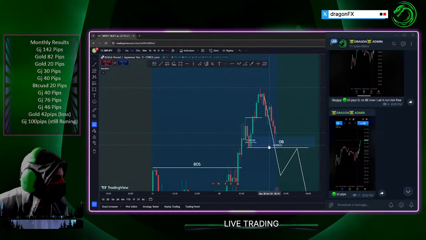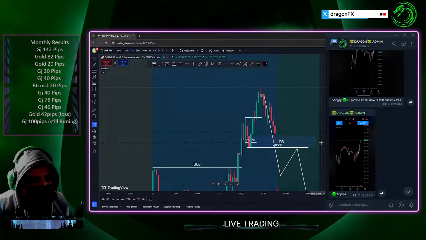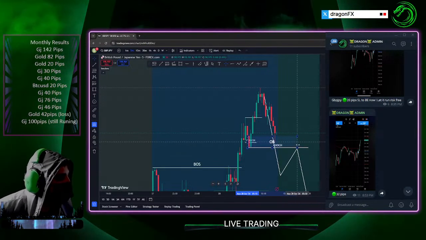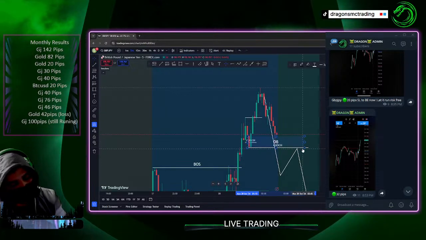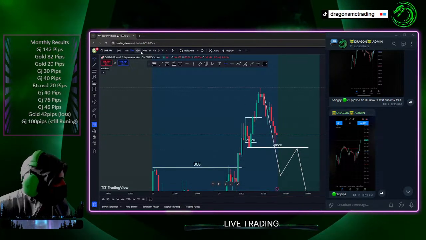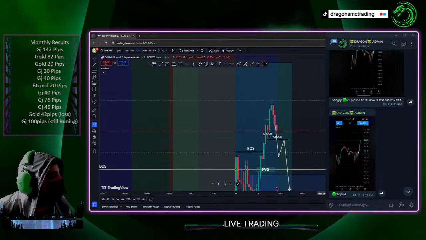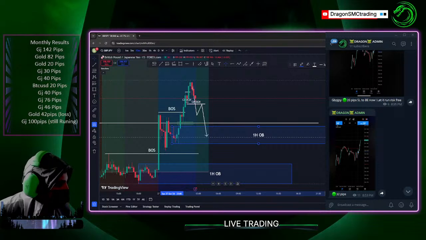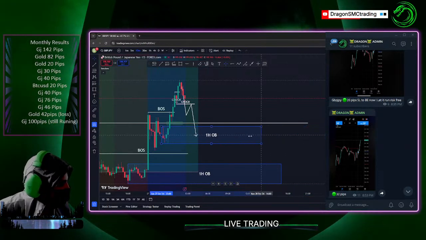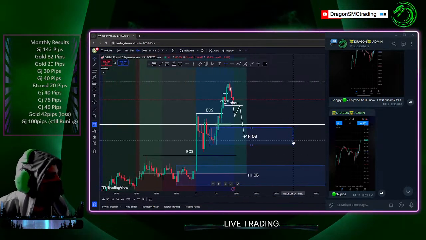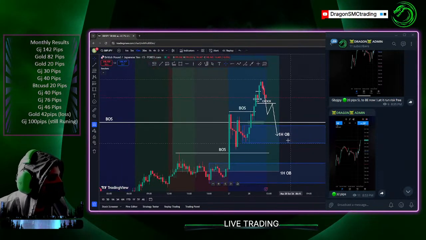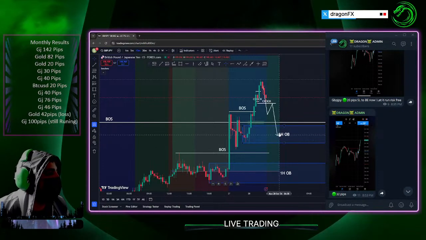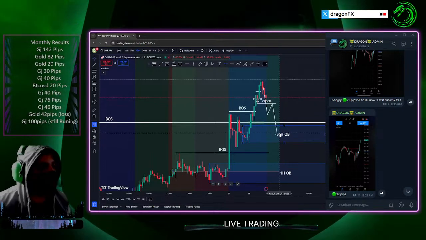Alright, price is respecting this 5-minute OB, but for me personally, I don't take a 5-minute point of interest as a strong point of interest. I only take 15 minutes and higher as a point of interest area, like this 1-hour bullish OB right here that I marked. This is my strong point of interest area. If price comes back to this area, I'll be interested in getting a precision entry again.